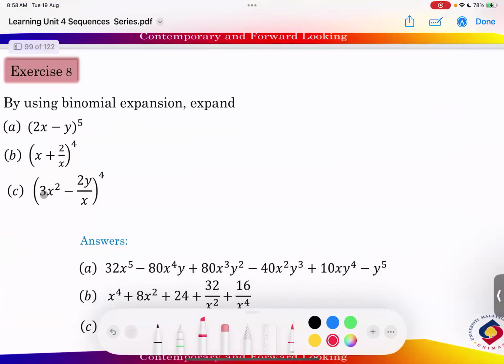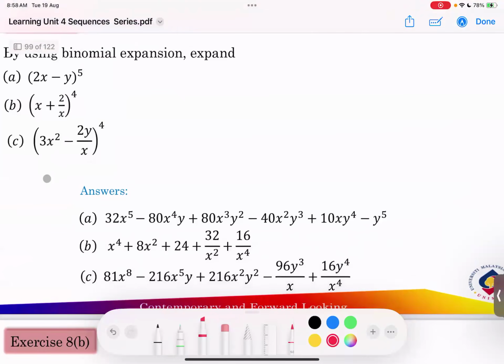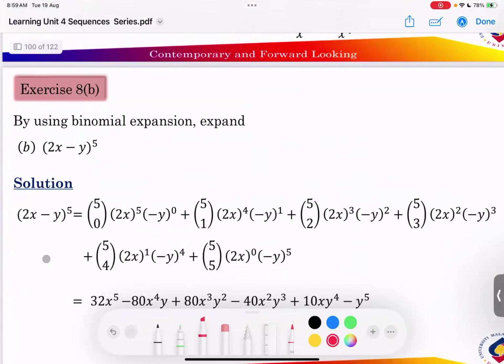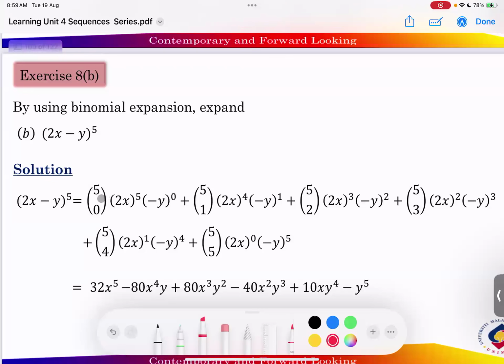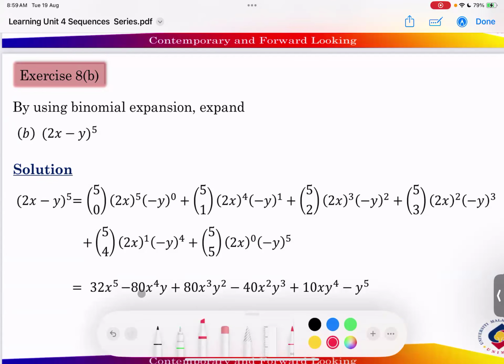Okay, so we move on. Exercise number 8. We are also using the same method, but this one is a bit tricky because it may involve numbers like fractions. So you have to be extra careful with this kind of fraction. Let's see here. You get 5C0, you get 32, this one 80, this one 80, negative 40, 10, and negative 1. You can use the calculator, using the factorial function, to help you find this answer.